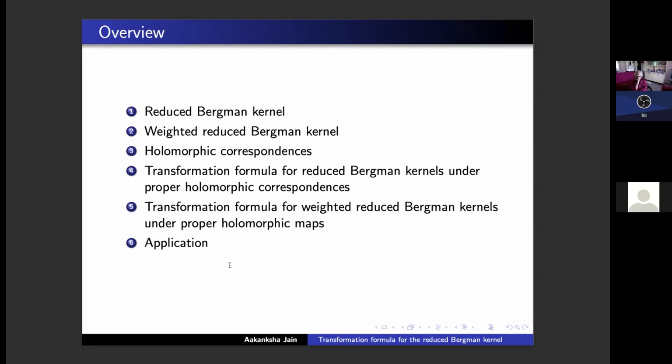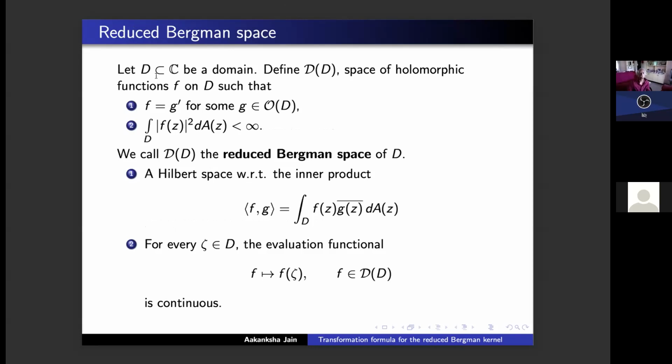Now I'll move to the definition of the reduced Bergman kernel. Before starting, I'll say that we are going to restrict ourselves to planar domains in this presentation. So let D be a planar domain. We define a space denoted by script D of D, the space of all the holomorphic functions f on D such that f has an antiderivative on D and f is square integrable with respect to area Lebesgue measure on D. We call this space the reduced Bergman space of D.